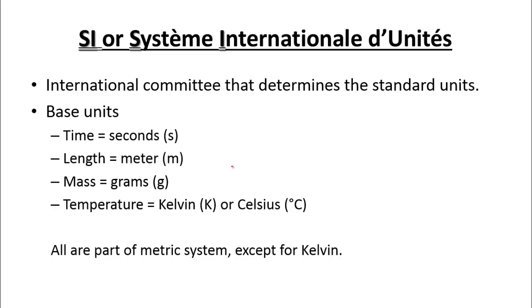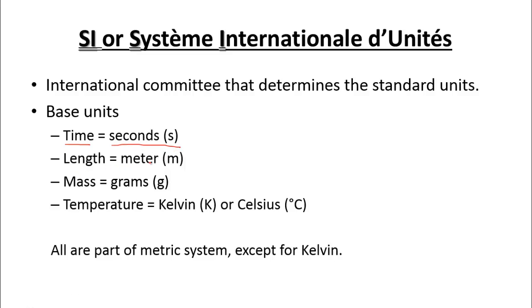The name of the system that we use is called the SI system, or the Système International des Unités. That's my French there. It's an international community that got together to determine the standard units. And they have established that the standard unit for time in science will be the second. It doesn't mean that you can't record things in minutes or hours, but the second is the base unit that we most often use.